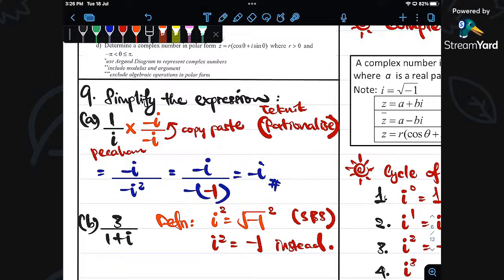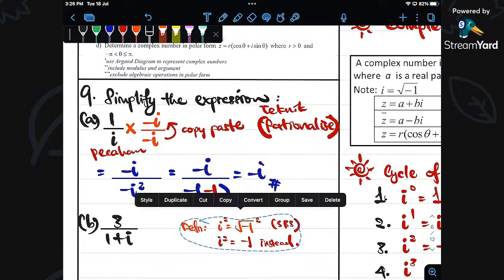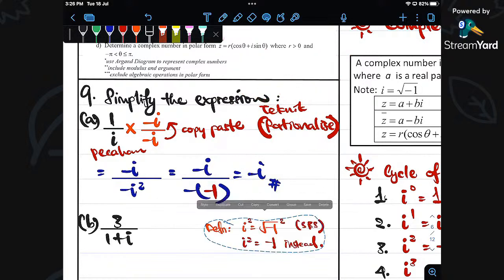So this is the definition that I think you must jot down. You jot down in your notes. This is an extra note. Very, very important.